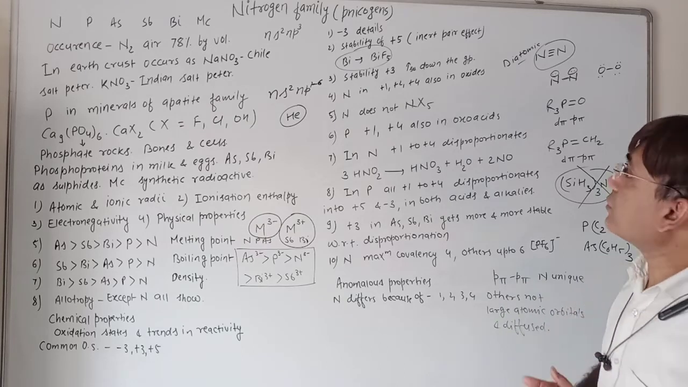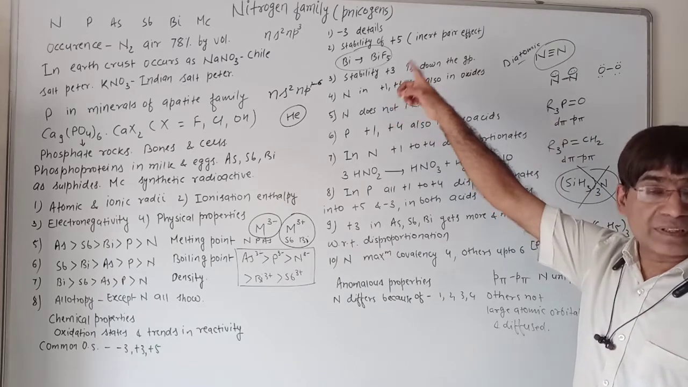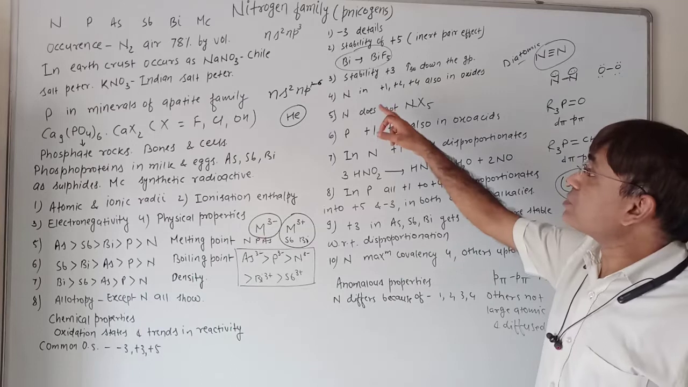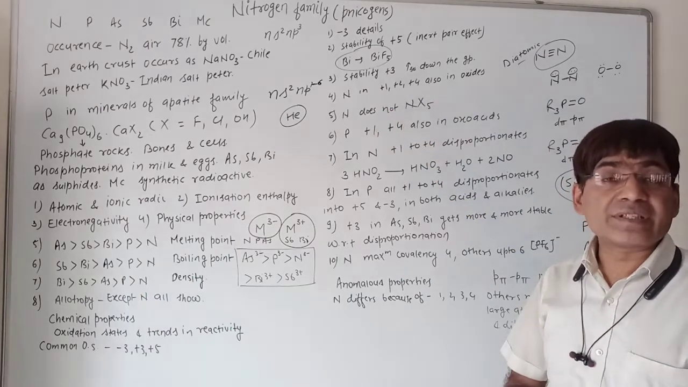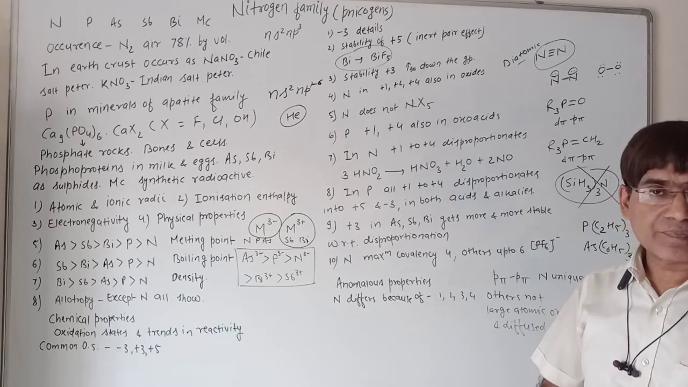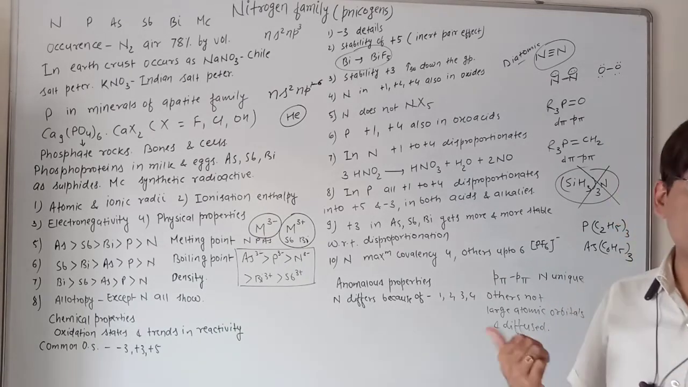Clear? Now apart from these common oxidation states of -3, +3 and +5, nitrogen also shows oxidation states of +1, +2 and +4 in its oxides. Fine. Nitrogen exhibits the maximum number of oxidation states among the group members.